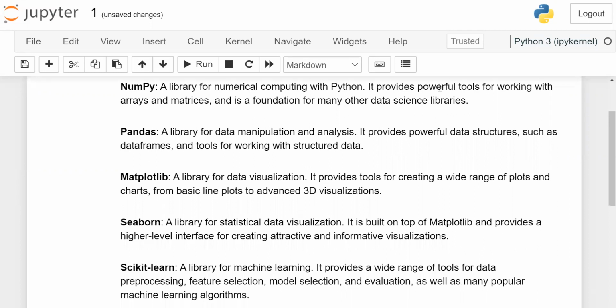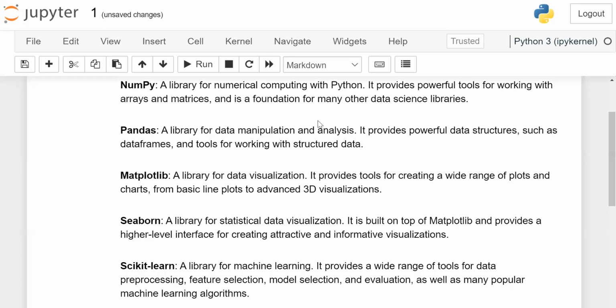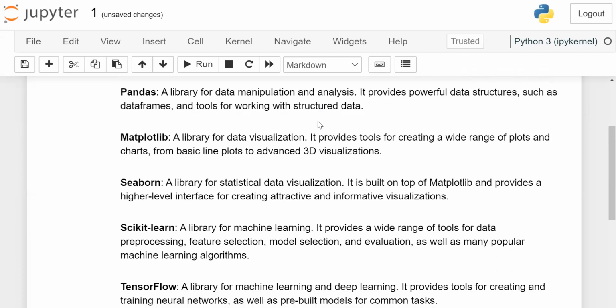Second is Pandas, a library for data manipulation and analysis. It provides powerful data structures such as data frames and tools for working with structured data. Third is Matplotlib, a library for data visualization. It provides tools for creating a wide range of plots and charts, from basic line plots to advanced 3D visualizations.